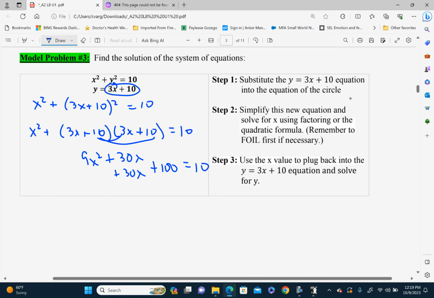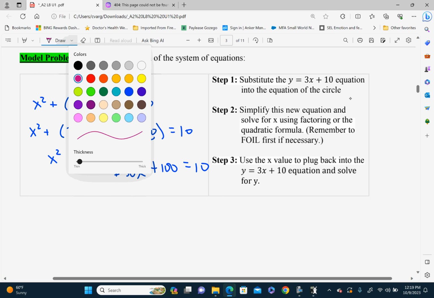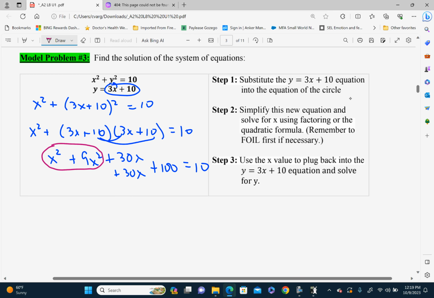This is equal to 10, and then I bring down the x squared. I can do these at the same time. So x squared plus 9x squared is 10x squared. 30x plus 30x is 60x. 100 is 100, equal to 10. So I'm going to subtract 10 from both sides. I went ahead of myself, so minus 10 from both sides. This gives me equals 0.